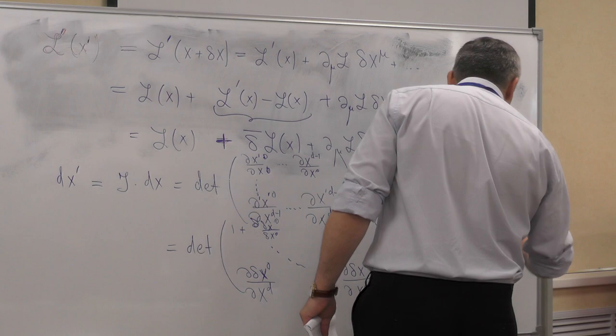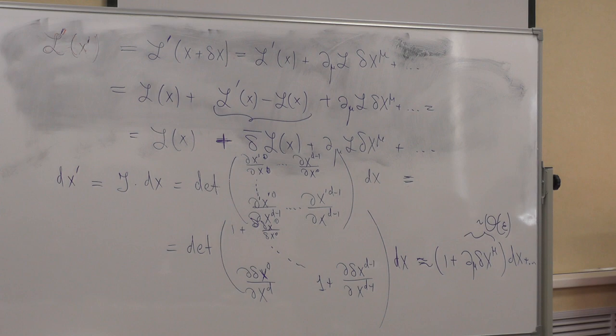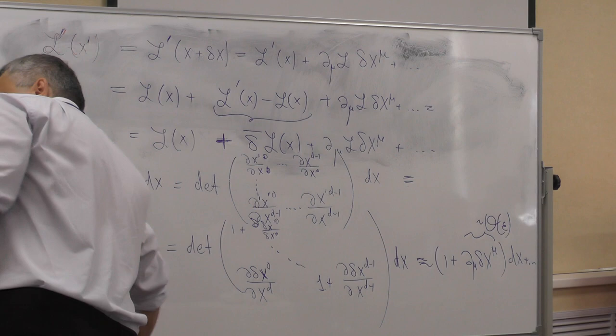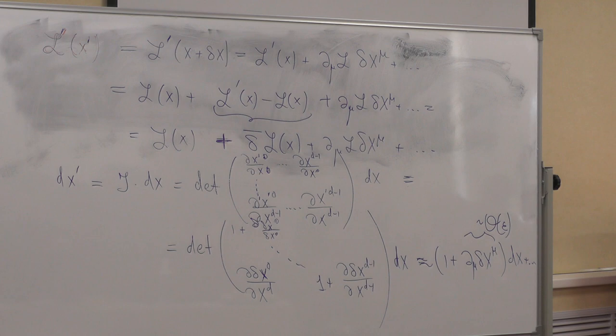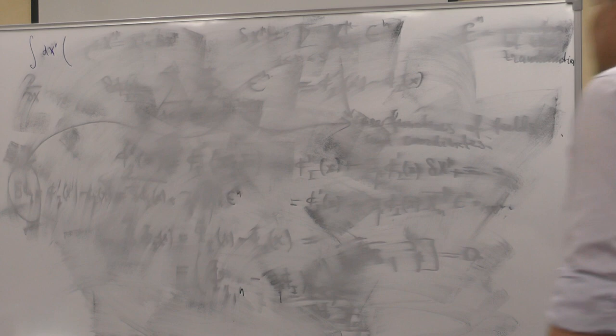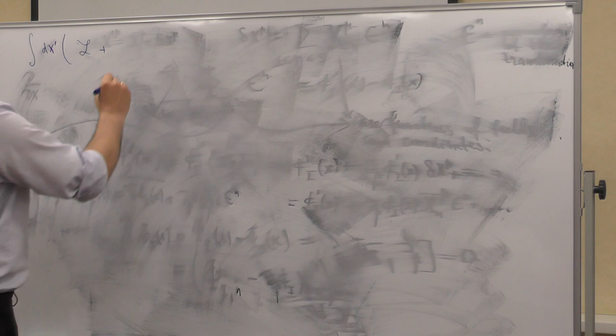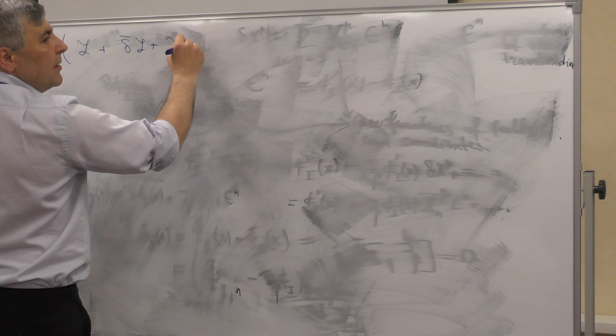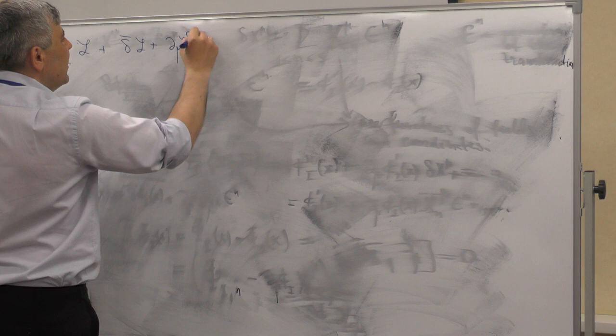Good. Now I can combine all the pieces of this analysis together and write an explicit expression for the left-hand side of the assumed equality. I will be a little bit slower, so you will see all my steps. So first of all, let me not transform the measure yet. Let me just substitute L prime. And L prime is given by this expression here: the original Lagrangian L plus the variation of the form of the Lagrangian plus ∂_μ of L delta x^μ, and that is all we have at the leading order.